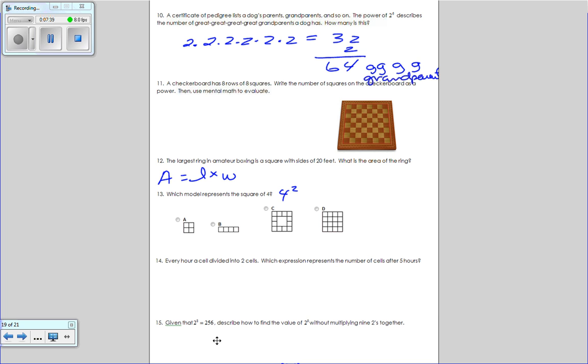Number 15, given that 2 to the 8th is equal to 256, describe how you would find the value of 2 to the 9th without multiplying 9 2's together. Okay, if you know that 2 to the 8th is 256, tell me what you're going to do to find 2 to the 9th without having to start at the beginning and multiply 2 9 times.